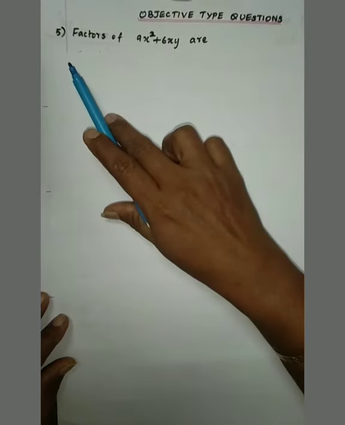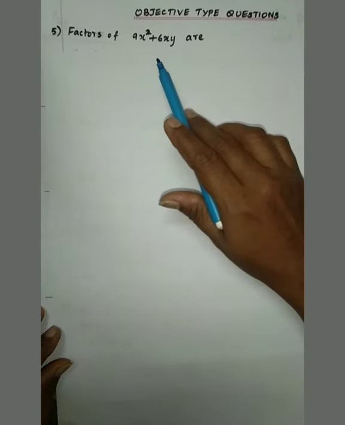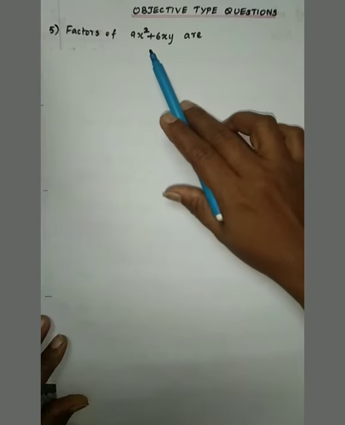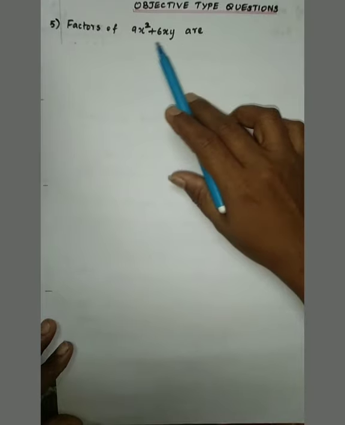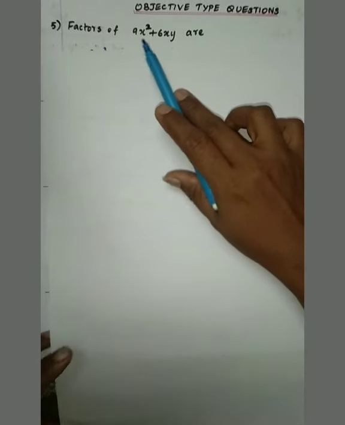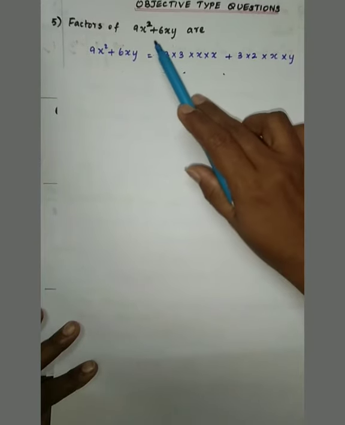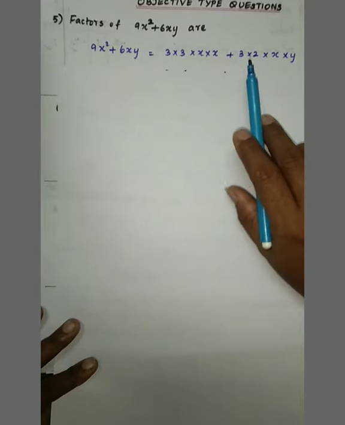Now let's start objective type questions. Fifth problem, factors of 9x square plus 6xy are. So we are going to find the factors of 9x square plus 6xy, so we are going to factorize this. This 9x square can be expressed as 3 into 3 into x into x, and 6xy can be written as 3 into 2 into x into y.